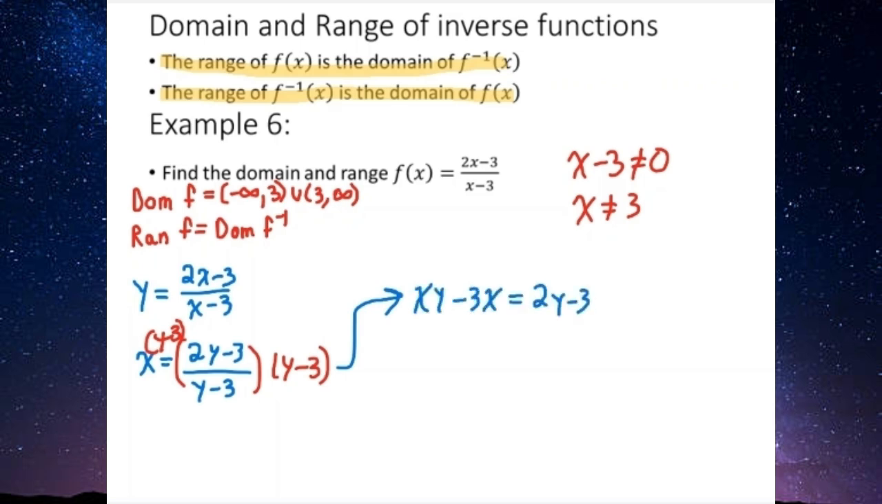Now keep in mind, we are trying to solve for y. So I want to get all my y terms on one side of the equation, which we can do by subtracting 2y from both sides. And at the same time, I want to get all my non-y terms to the other side, which we can do by adding 3x to both sides.